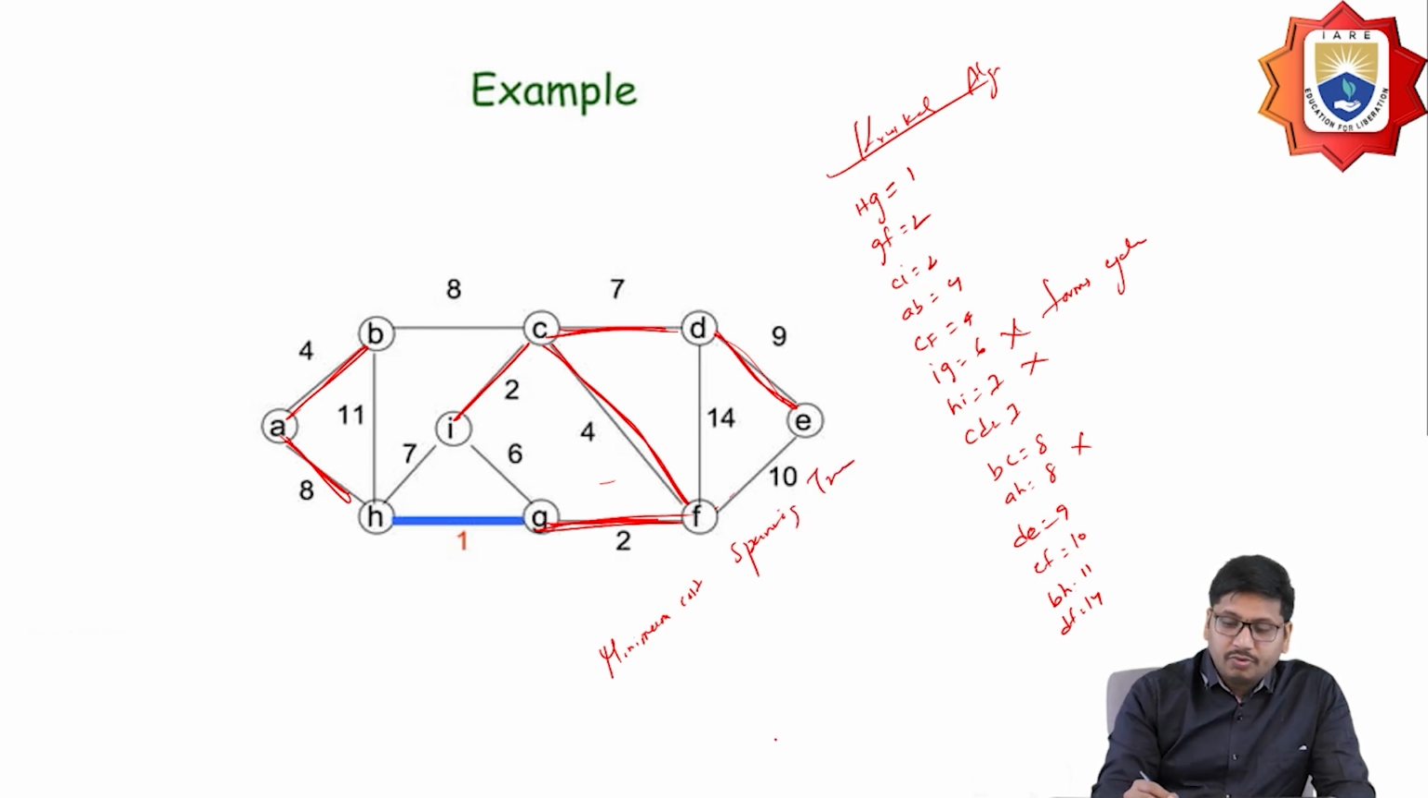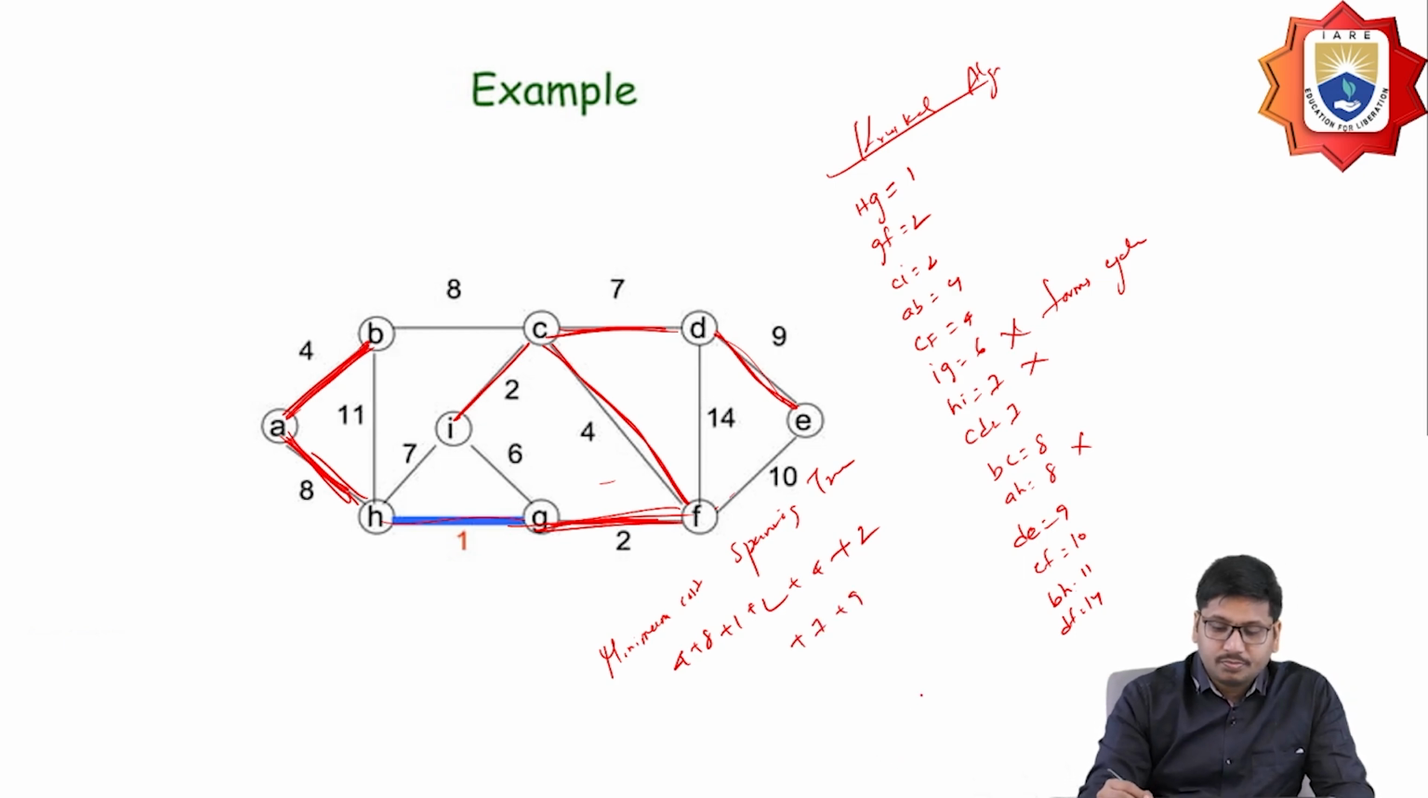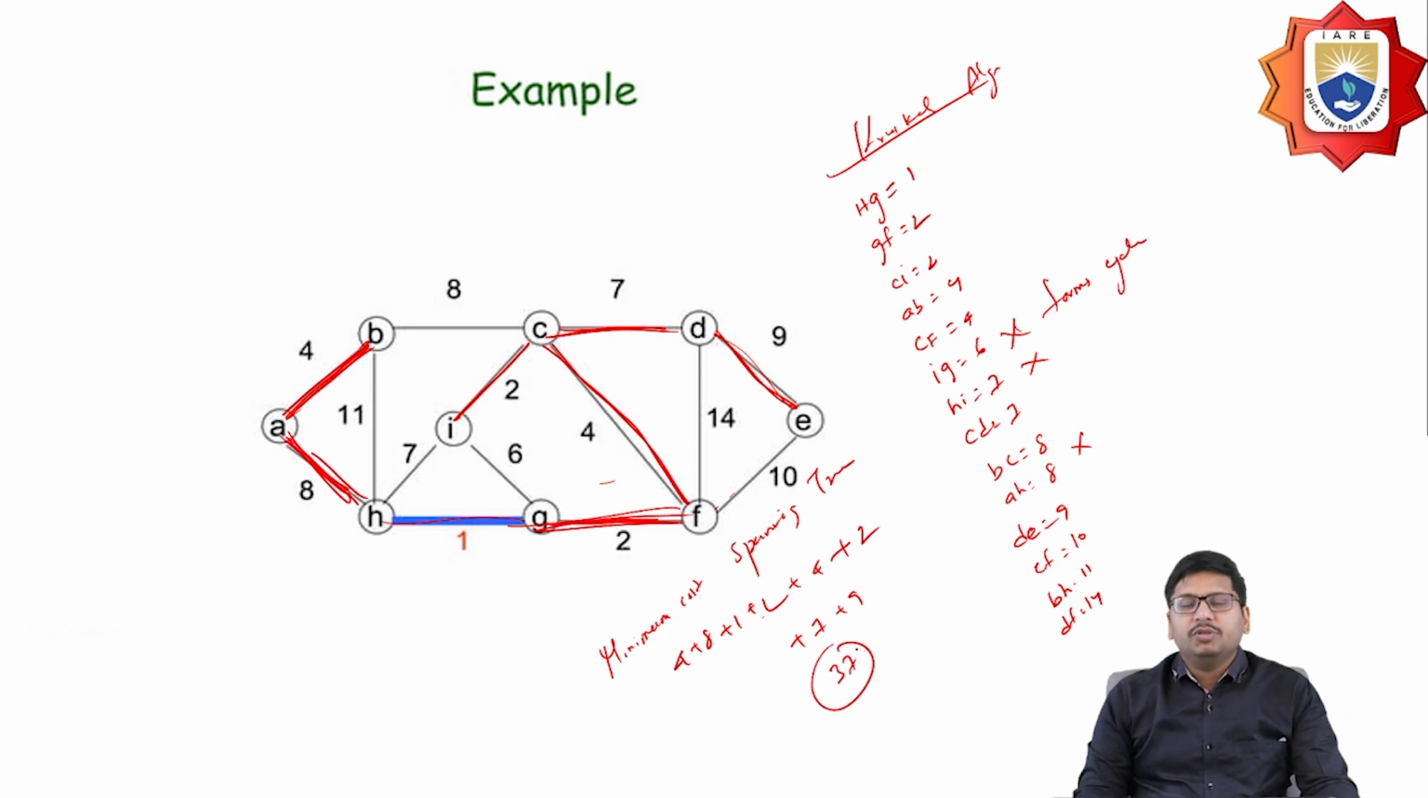So what should be the sum of the weights? It should be 4 plus 8 plus 1 plus 2 plus 4 plus 2 plus 7 plus 9. So it should be 10, 15, 21, 37. So that should be the minimum cost.